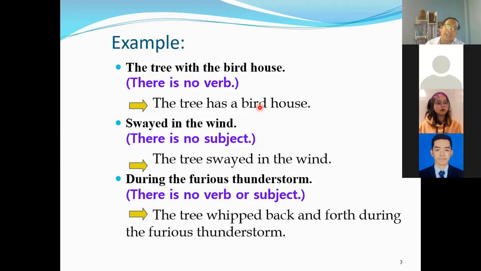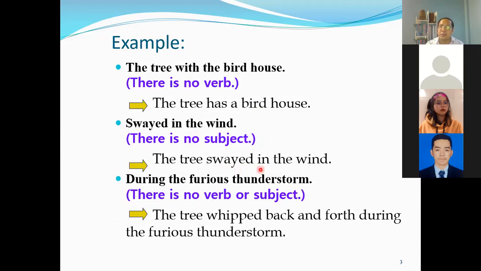Simple, teacher. Yeah, simple sentence. Okay, like that. Another one: sway in the wind. This sentence has no subject, right? When it has no subject, we cannot understand it. That's why we also call it a fragment. We can say, the tree sway in the wind, for example.